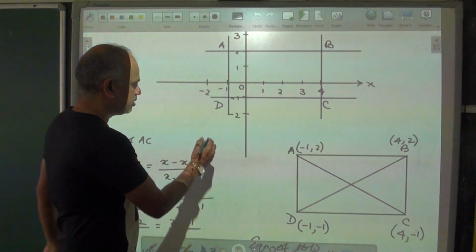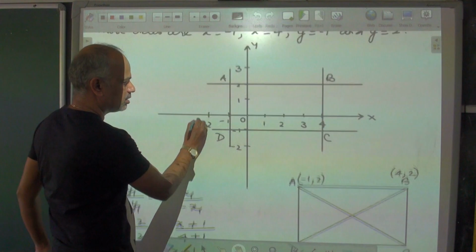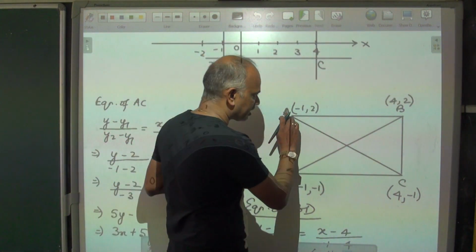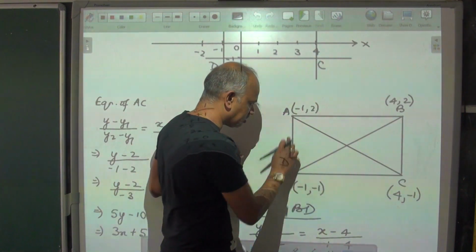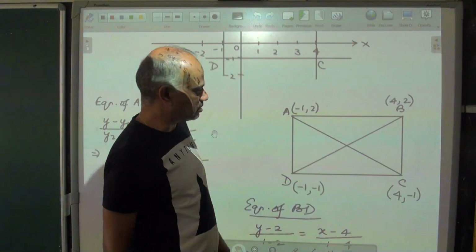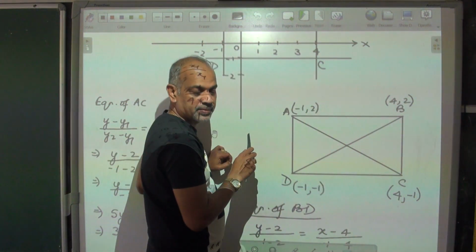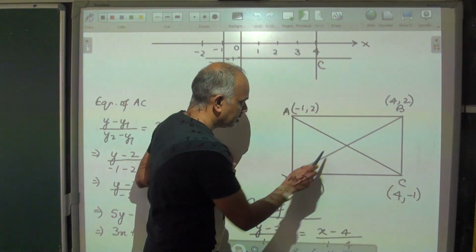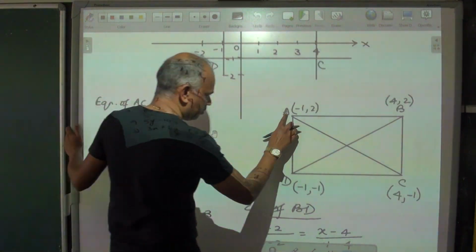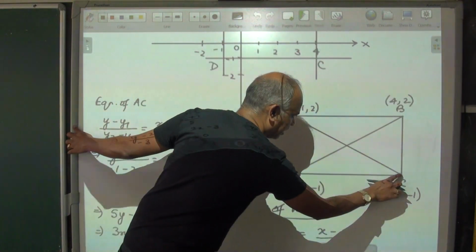The question said you have to find the equation of the diagonals of the rectangle. This is the rectangle. The sides of the rectangle are this, this and this. But the question is you have to find the equation of the diagonals. First diagonal is this one. AC is one diagonal, BD is the second diagonal. So first we are going to find the equation of AC. That's the first diagonal, AC.